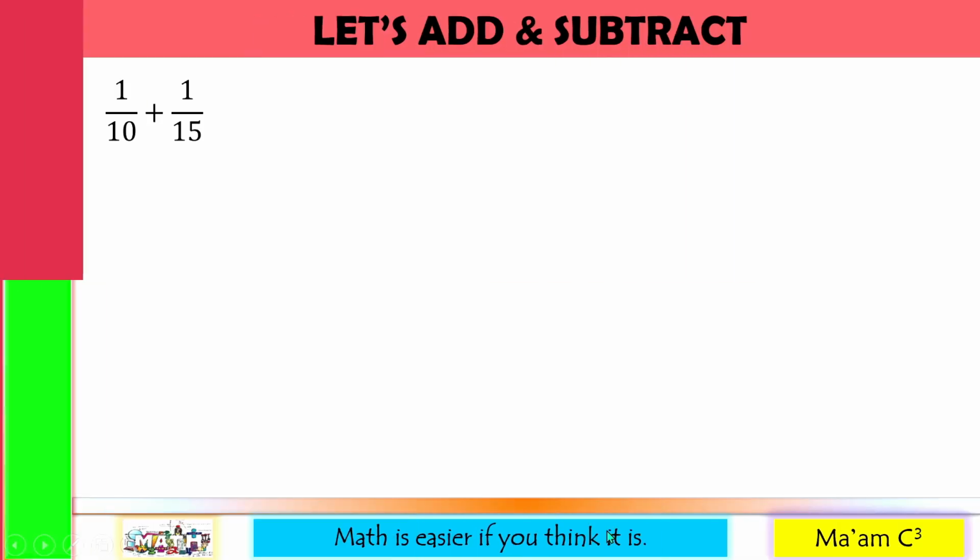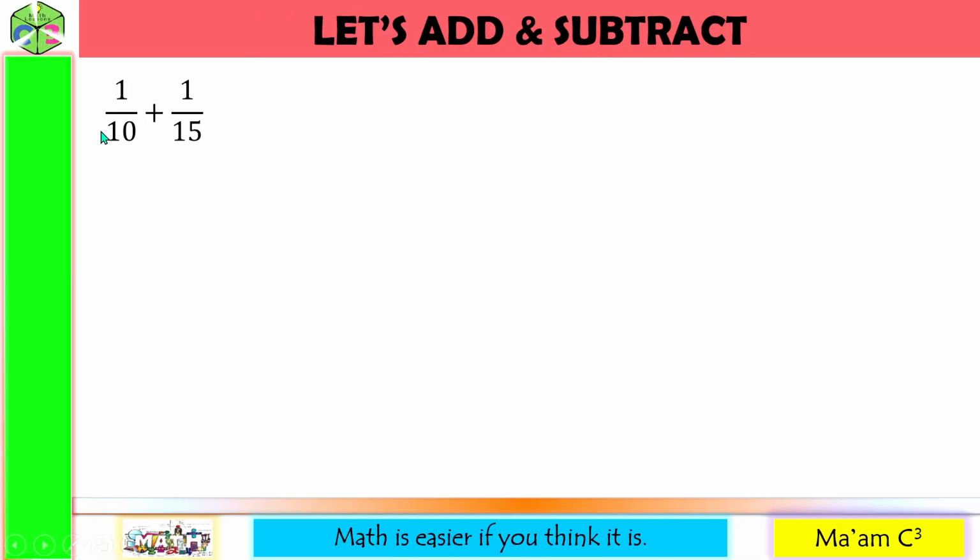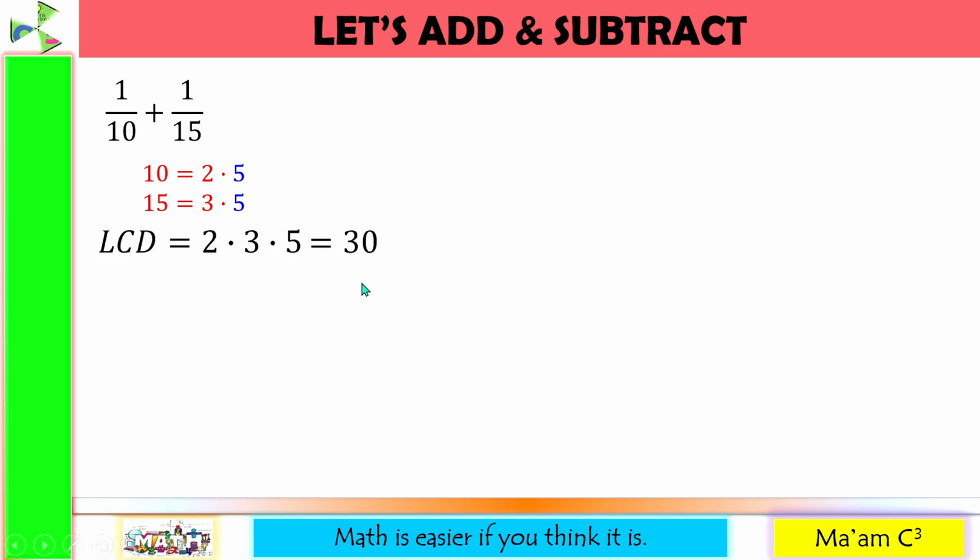Now let us add and subtract 1 over 10 plus 1 over 15. So let us determine first the factors of 10, and that would be 2 and 5, while 15 is 3 times 5. Our LCD is the product of all unique factors. So we have 2, 3, and 5, and that will be equal to 30. This is the same example I had earlier. So now let us perform the addition. So our LCD is 30.